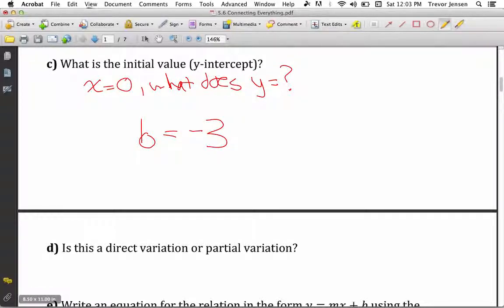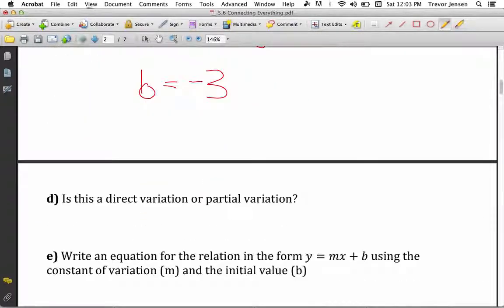Next part of this, is this a direct or partial variation? Well, hopefully you remembered that a direct variation has an initial value of 0, while a partial variation has an initial value that is not 0. So the initial value in this case is negative 3, therefore it is a partial variation, because negative 3 is clearly not 0. So this is a partial variation.